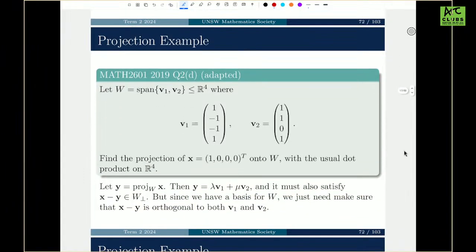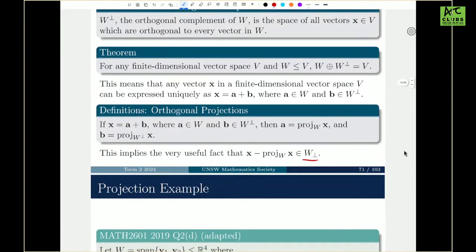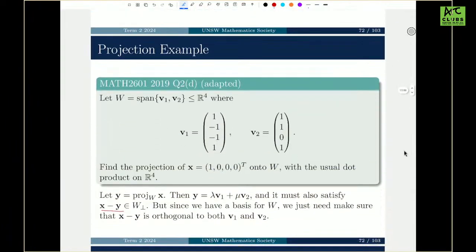Well, let's suppose that we just say, okay, let Y be the projection of X onto W. This is what we want to find, right? Then that means that we can decompose Y into some vector along V1 and some vector along V2. And it also satisfies this fact, and that's from the property on the last slide. It follows directly from this, because we said that the projection of X onto W was Y, so that means that X minus Y belongs to the orthogonal complement.